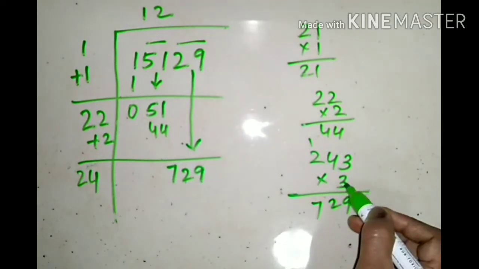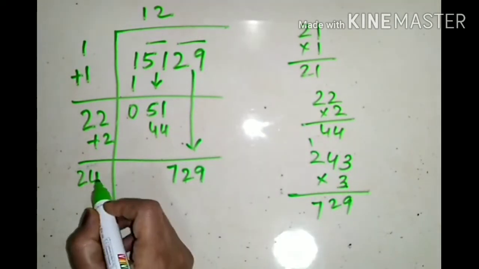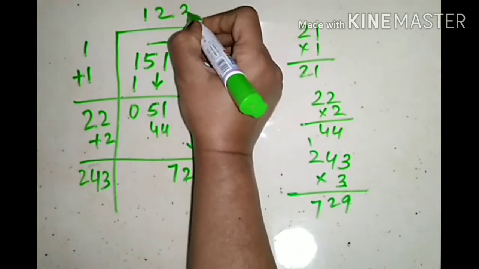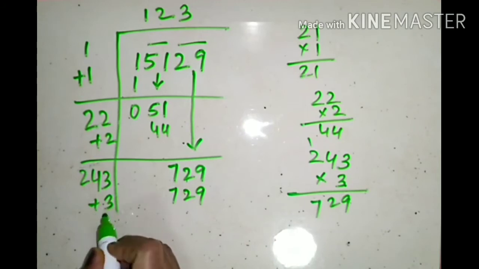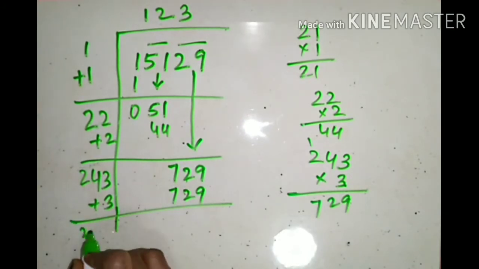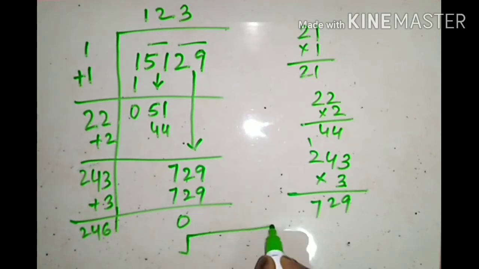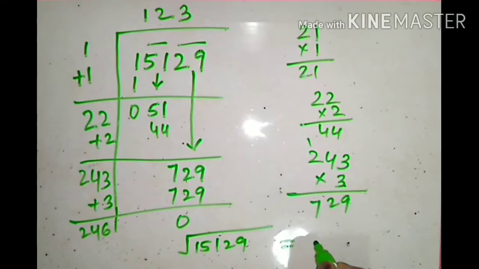So digit chosen here is 3. We'll write 3, 3, 729 plus 3. This will give us 246. Remainder is 0. So the root of 15129 is equal to 123. 123 multiplied by 2 is 246. So this answer is correct.